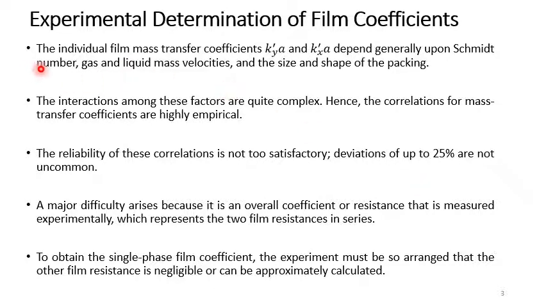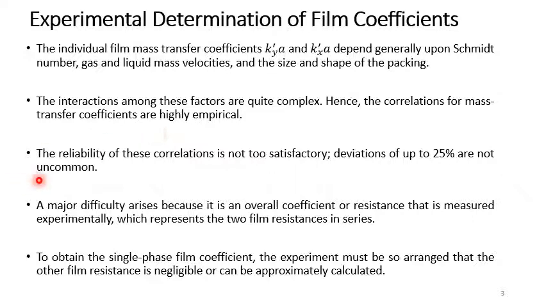You need to know that the individual film mass transfer coefficients, the KYA and KXA, depend on the transport properties of the gas and liquid. Generally it depends on the Schmidt number, the gas and liquid mass velocities, and the size and shape of the packings. The interaction of all these factors is quite complex, so the correlations for the mass transfer coefficients are actually empirical.